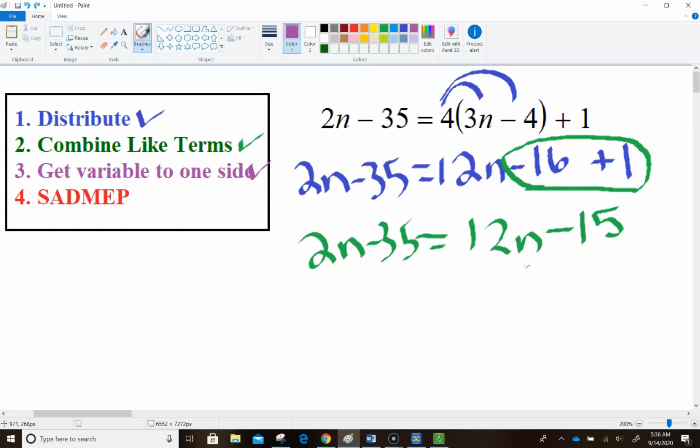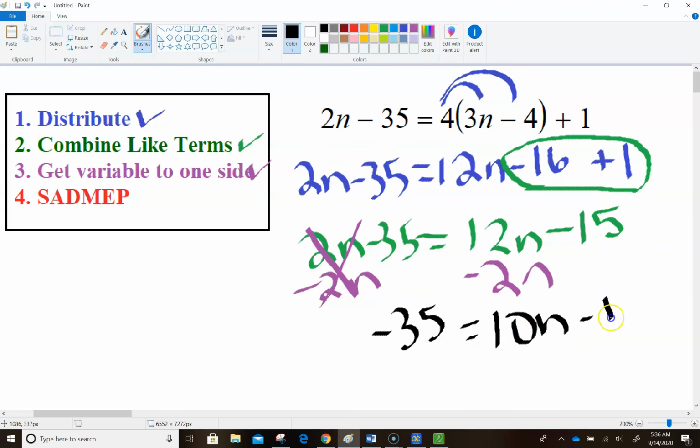So what I'm going to do is subtract 2n from both sides to get my variable to one side of the equation. I want my equation to say n equals something. So I subtract 2n from both sides. And I'll go ahead and bring everything else down. So now I have negative 35 equals 10n minus 15.